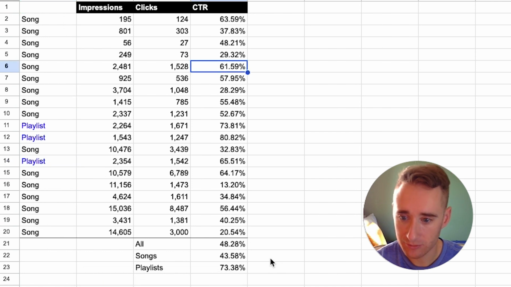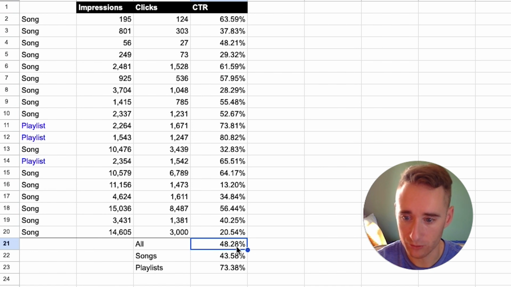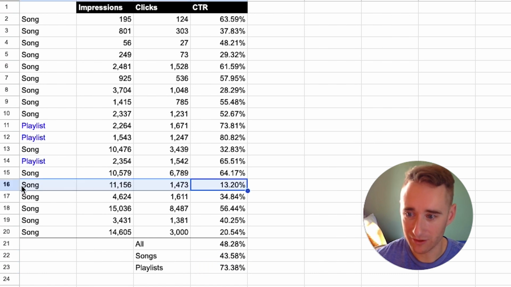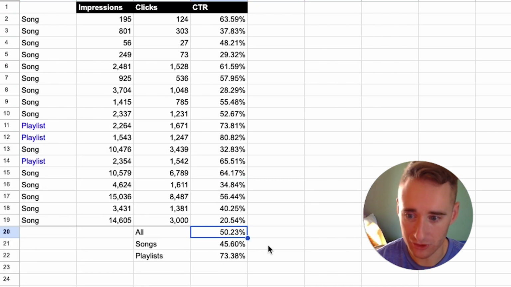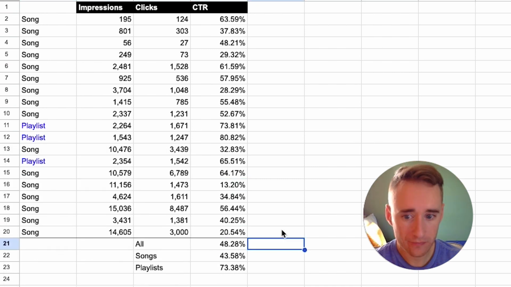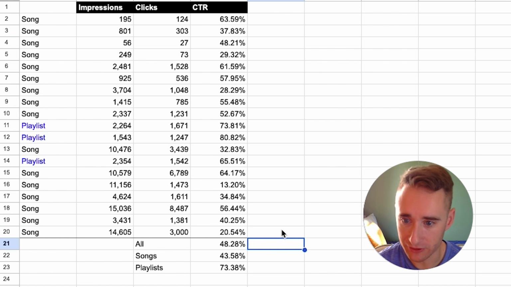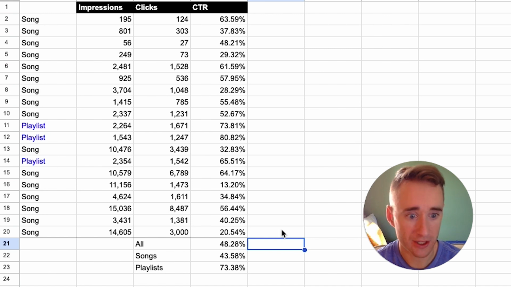And so the data is pretty interesting. Overall, the average click-through rate is like 48%. For songs, it's 43%. And for playlists, it's 73%. If you take out this song, which was by far the worst campaign I've ever run, we're right around 50% for our average click-through rate on all our landing pages. And as I was going through and looking at these different songs, I did notice that almost any song that was below a 50% click-through rate would be a campaign that I considered to be a struggle and not performing well.